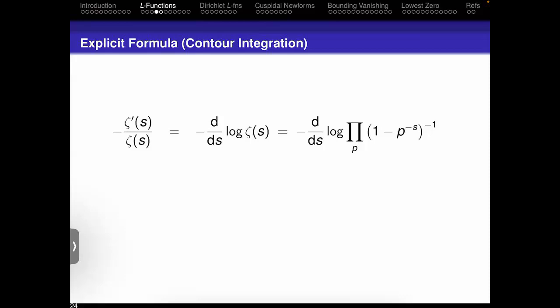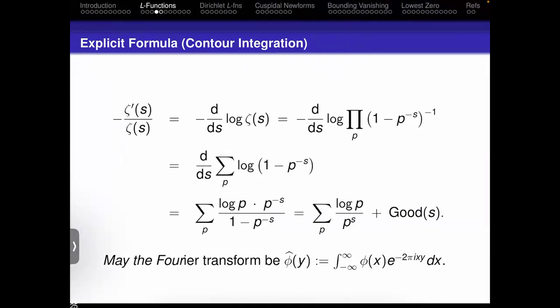and this is why when we look at classes of L functions, we always assume we have an Euler product. Well, the derivative of a log is the sum of the derivatives. And then we can just expand this out by using the geometric series formula.